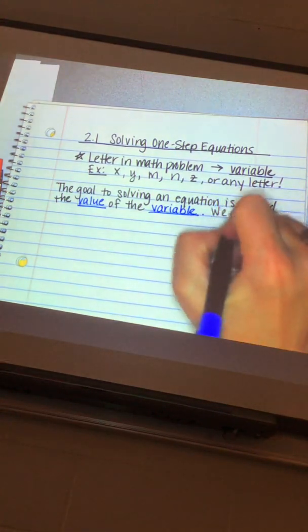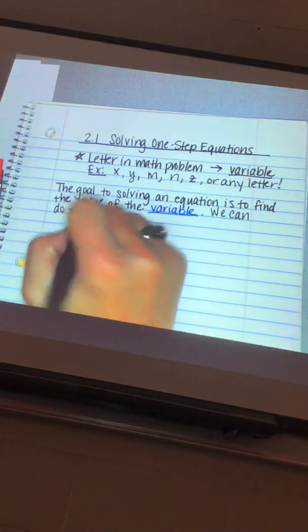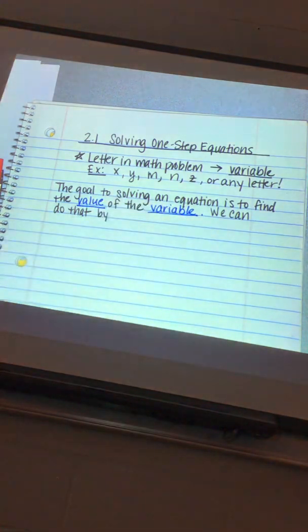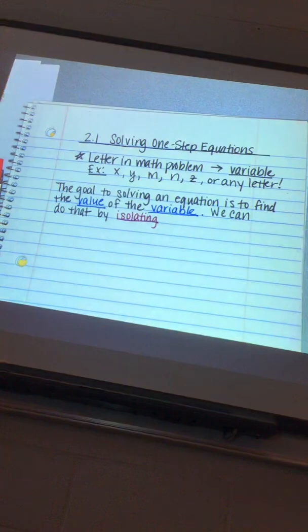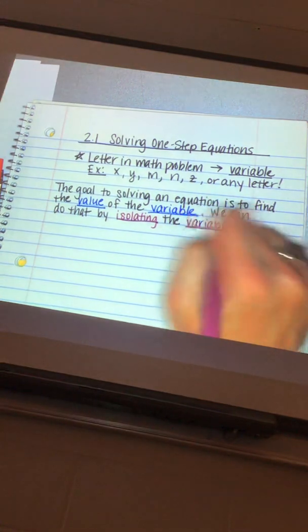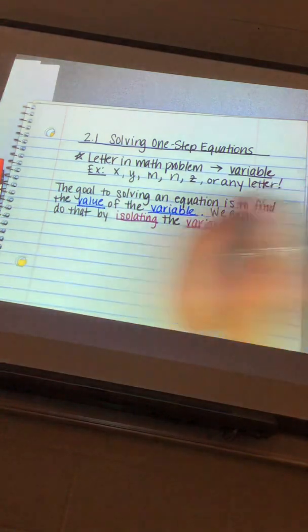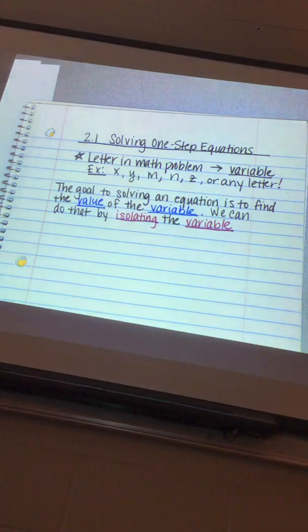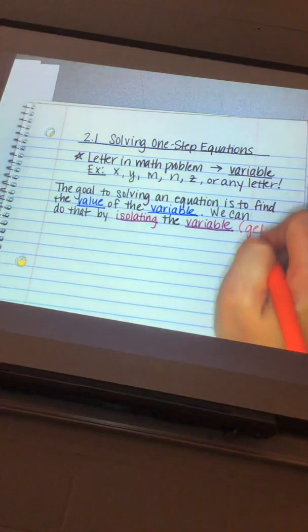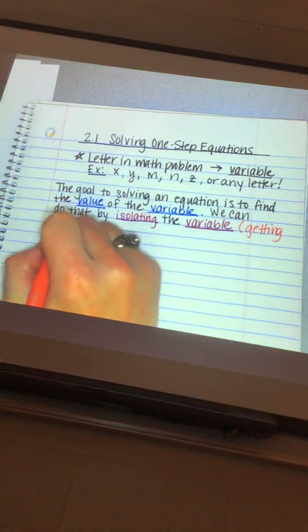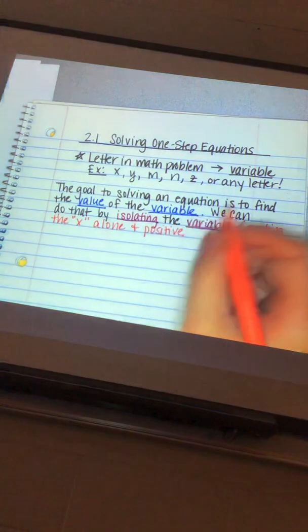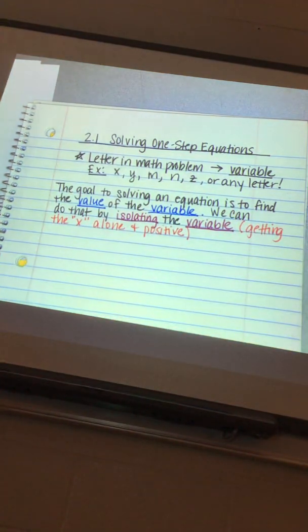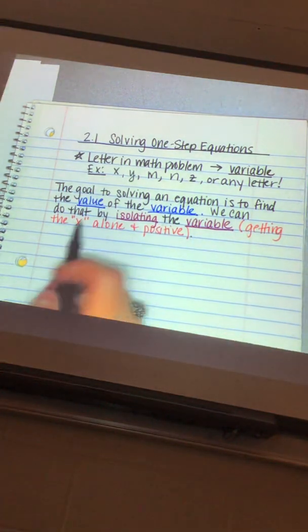So we can do that by isolating, there's another word that I already used, isolating the variable, which is just a fancy way for saying getting the X alone and positive, can't be negative. Isolating the variable really means getting the X alone and positive, or whatever letter you're using there, okay?